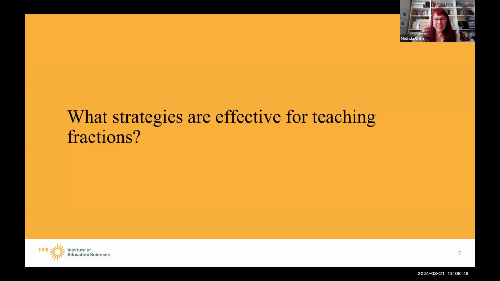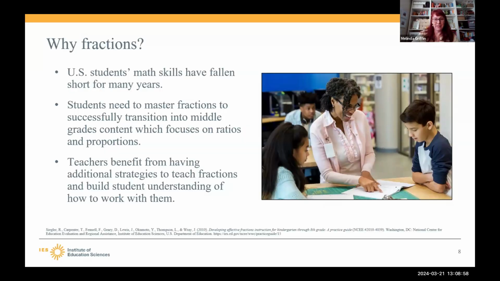Good afternoon, everyone. So I'm going to be teaching some about fractions. I have to admit, I love fractions as a former math teacher. We're going to be starting off by thinking about what strategies are effective for teaching fractions. I think a good question to lead that off is, why fractions? Why are we worried about fractions?